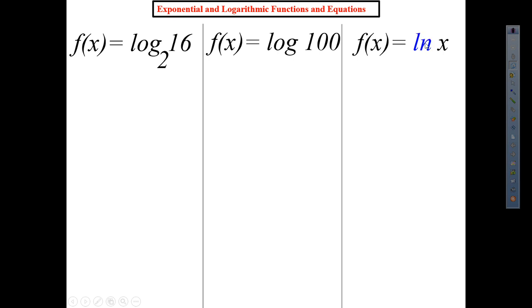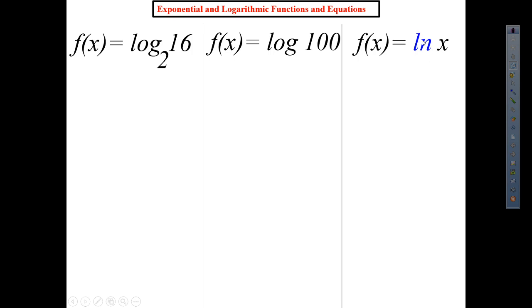It's got L and N. And the reason they're backwards, instead of writing NL as in natural log, they have it as LN, is because it was in a different language when it was first written. So it was Logarithm Naturali. So it's a different language. That's why they had it as LN.